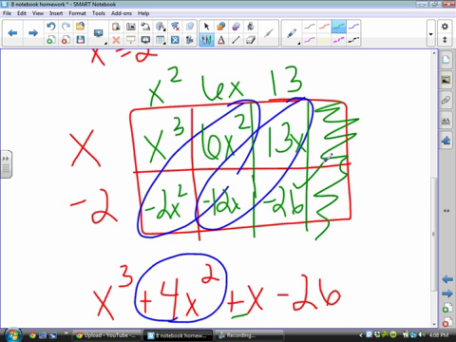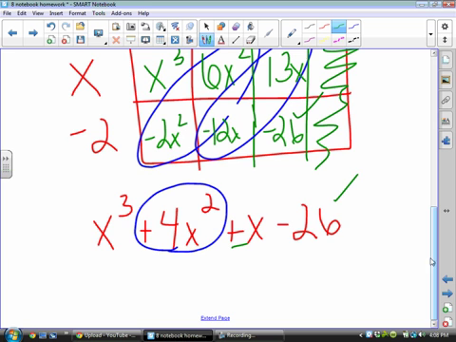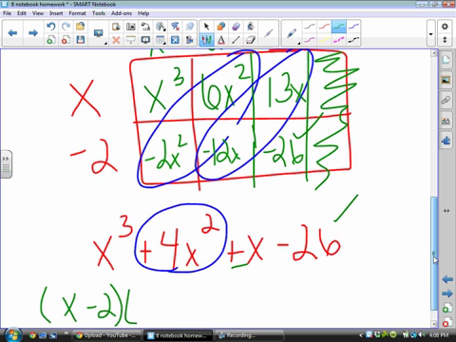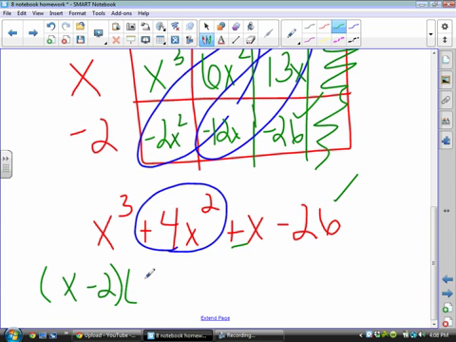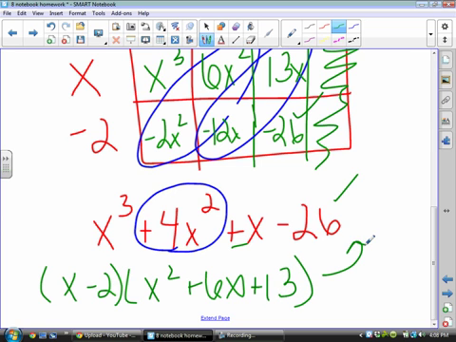So that's good. I didn't need this last box. That's fine. But this is the final thing, which means there is no remainder, which means that's a factor. So I'm going to write x minus 2. If I multiplied that by the top of our rectangle, x squared plus 6x plus 13, I would end up getting this cubic. I'm just working backwards.